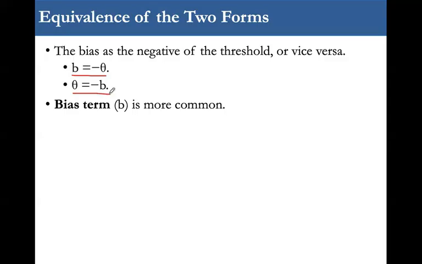The choice between using a negative threshold or a positive bias is primarily a matter of convention. In modern machine learning, the bias term is more common. It is often implemented as a weight on a constant input of 1.